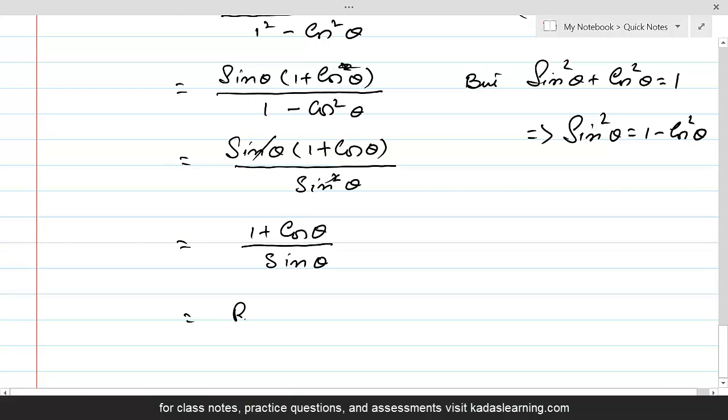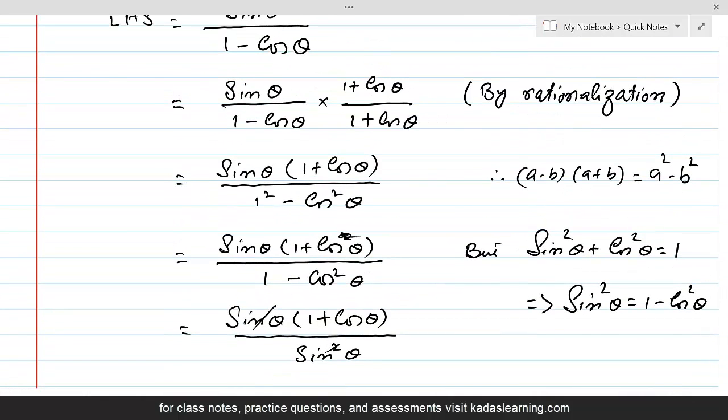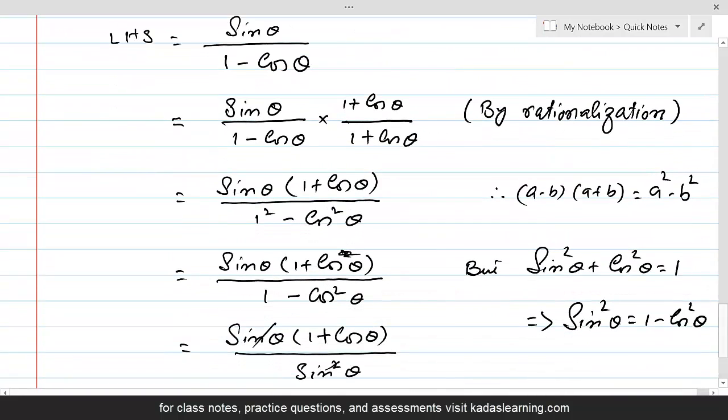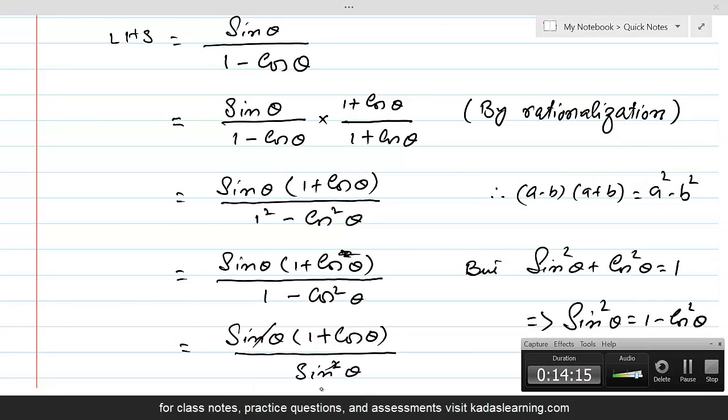This is equal to right hand side, and these are few trigonometric identities, and we'll do more trigonometric identities in the coming lessons.